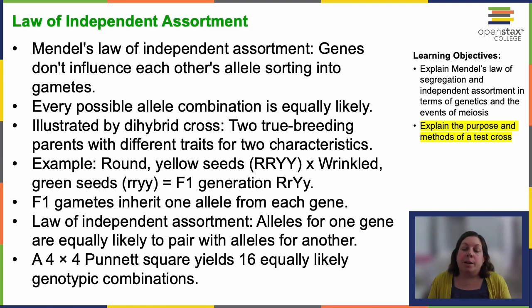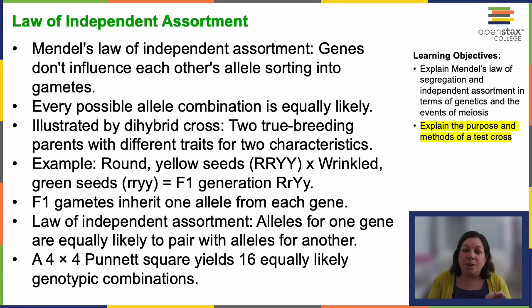The gametes produced by the F1 individuals must have one allele from each of the two genes. So for example, a gamete could get the capital R allele or the little r allele. And so that's your seed shape, texture. And either the capital Y or the little y for the seed color gene. So the law of independent assortment states that a gamete into which a little r allele is sorted would be equally likely to contain either a capital Y or a little y allele.